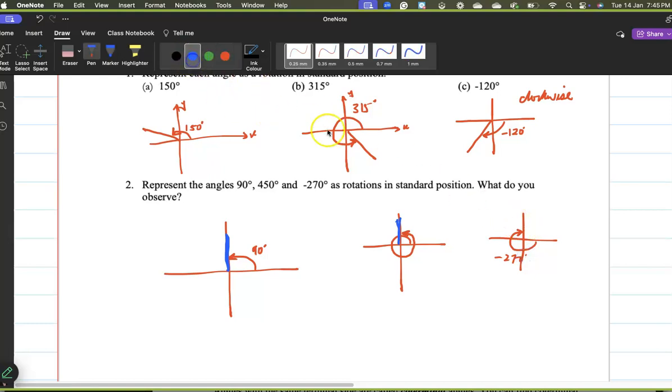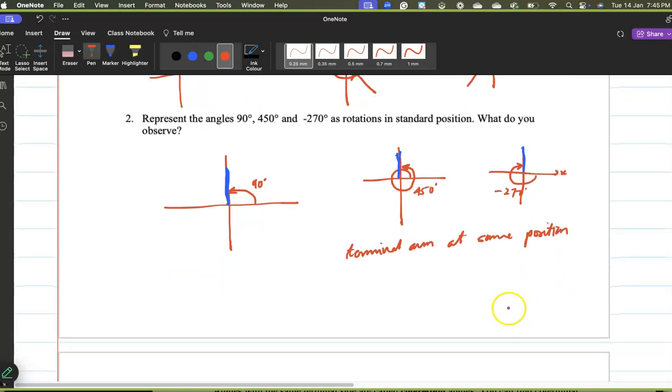Why down? Rohan, minus 270. Because it then goes up again. Because it comes from counterclockwise and goes to 270. Yeah, this is clockwise. Negative angle is clockwise and positive angle is counterclockwise. So what do you observe? They are ending at the same terminal arm. The terminal arm is at the same position.